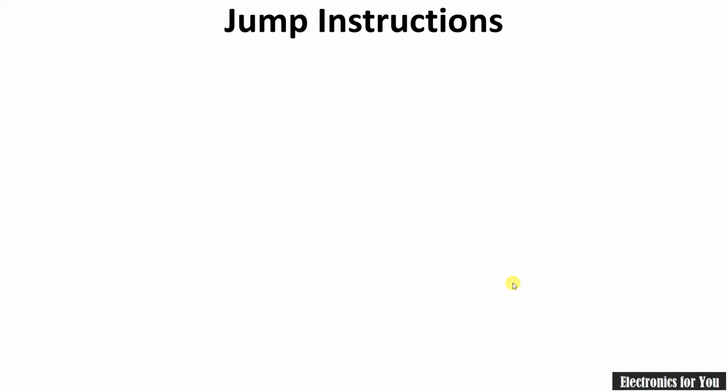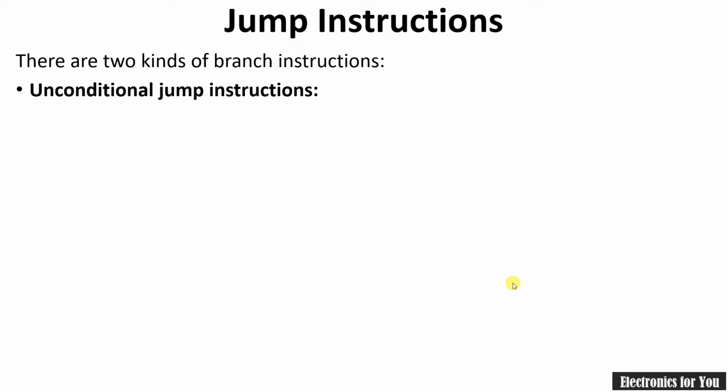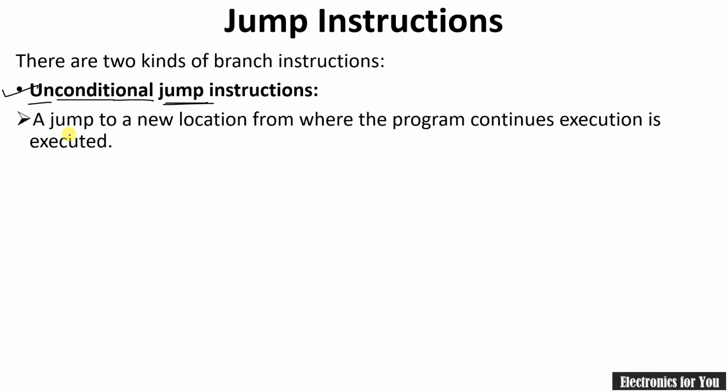Here are the jump instructions, which are mainly classified into unconditional jump instructions and conditional jump instructions. The first one is the unconditional jump instruction. As the name indicates, it is unconditional, meaning there is no condition on the jump. I will explain what a jump in the program is later, but a jump to a new location, from where the program continues execution, is executed. The direct jump is executed and there is no condition while using this instruction.